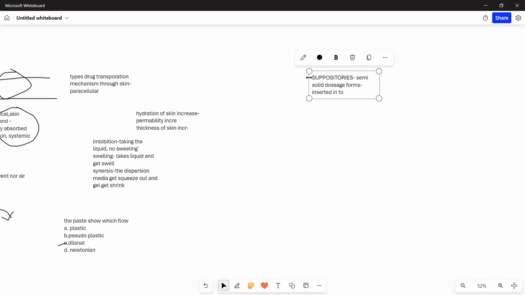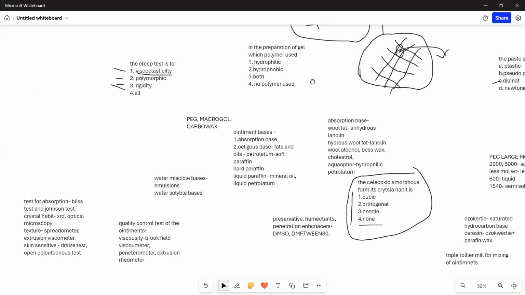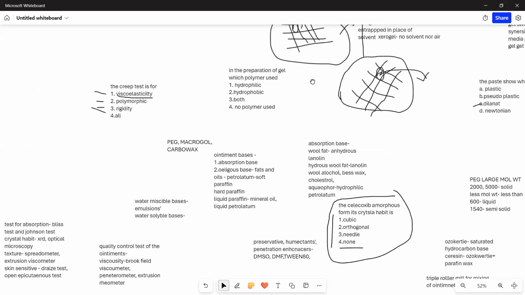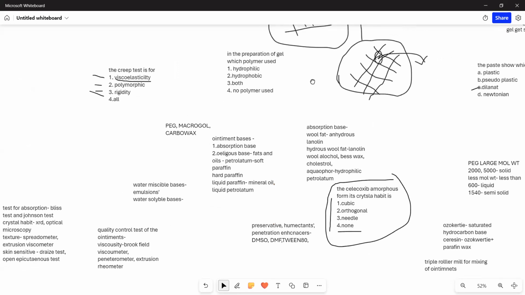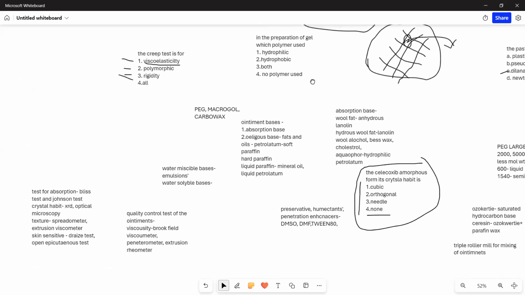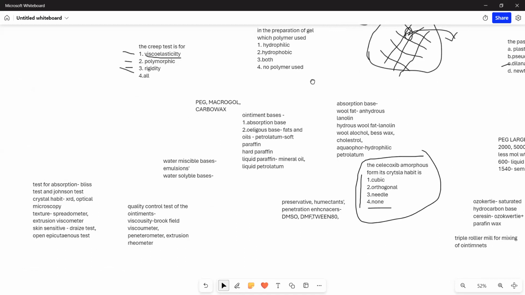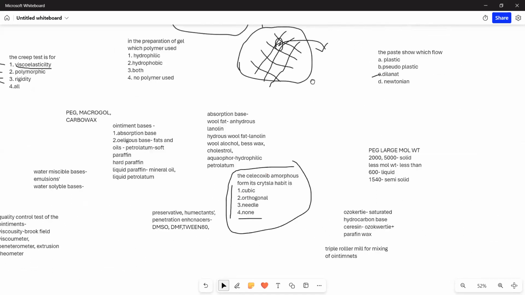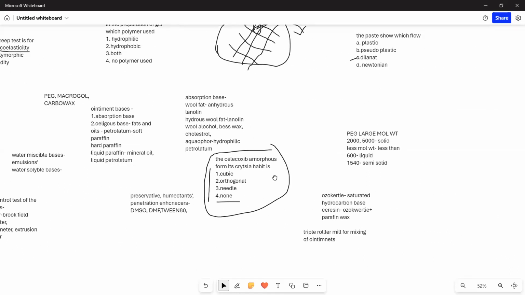Sir, kindly show the hydrocarbon base example. Okay, wait. Here you can see the absorption base, the ozokerite and the saturated. This whiteboard will be shared with you in your group, so no need to worry about access to this material. Okay, great.